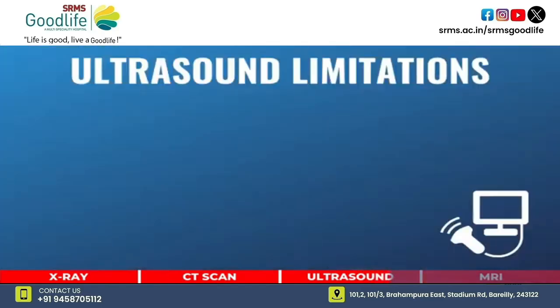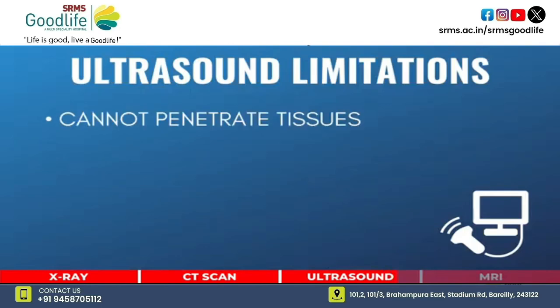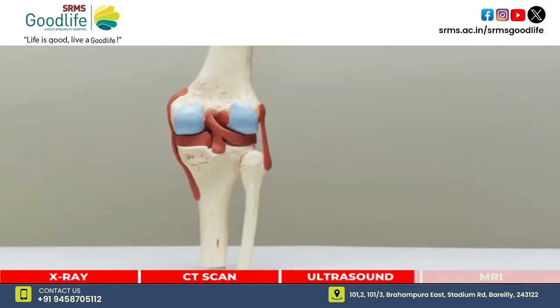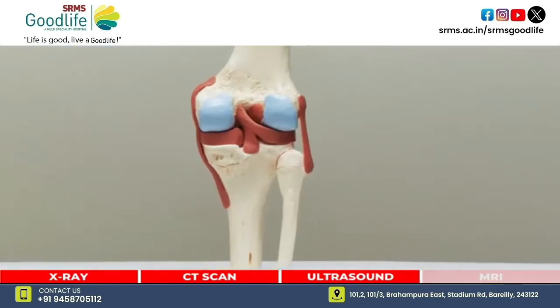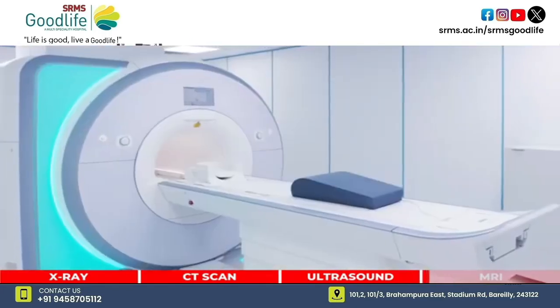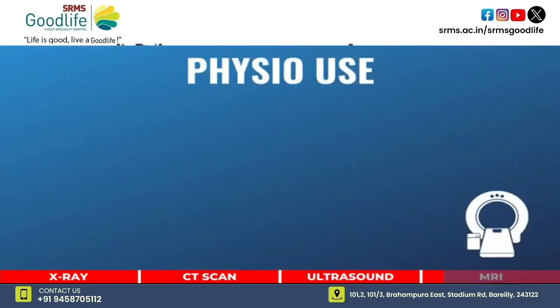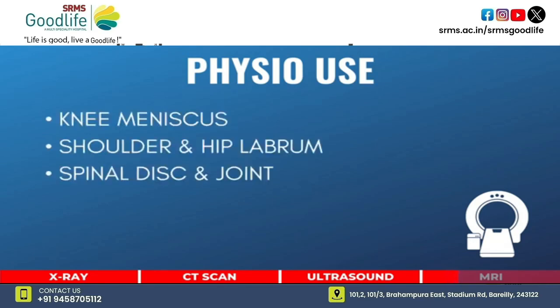The main limitation of ultrasound is it cannot penetrate the tissues and produce images of deep structures such as the meniscus and the ACL. MRI uses strong magnets and radio frequency waves to produce an image. Physiotherapists commonly use MRI to evaluate the meniscus, labrum, spinal disc, joint, and soft tissues.